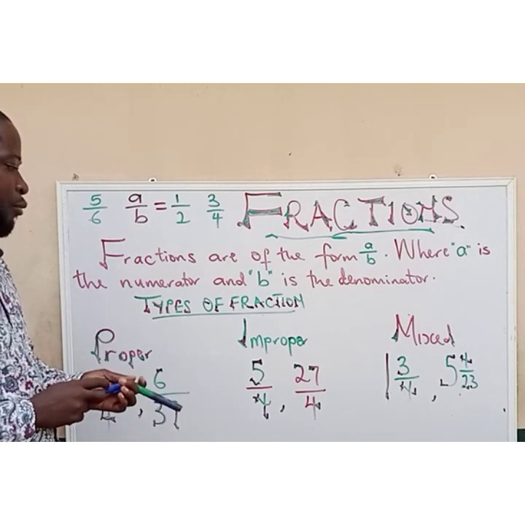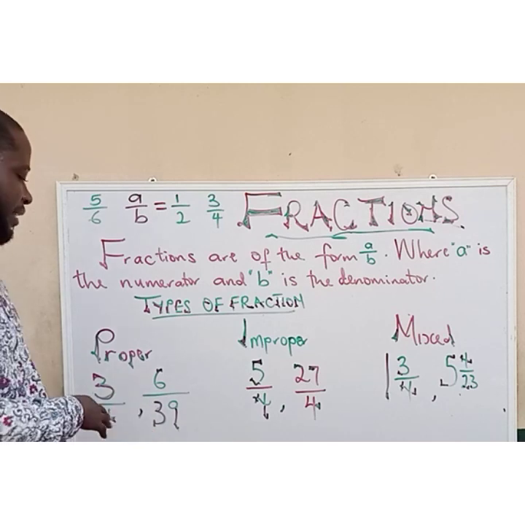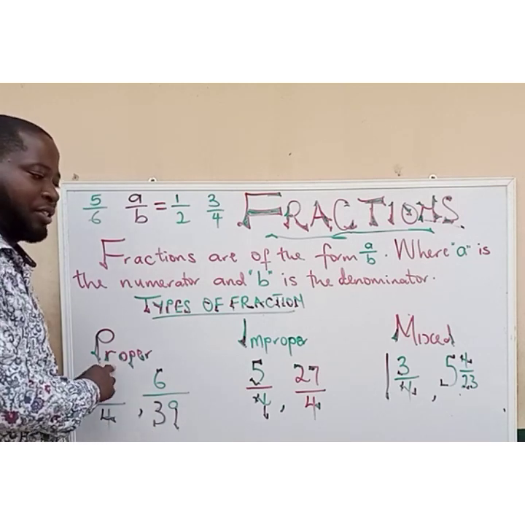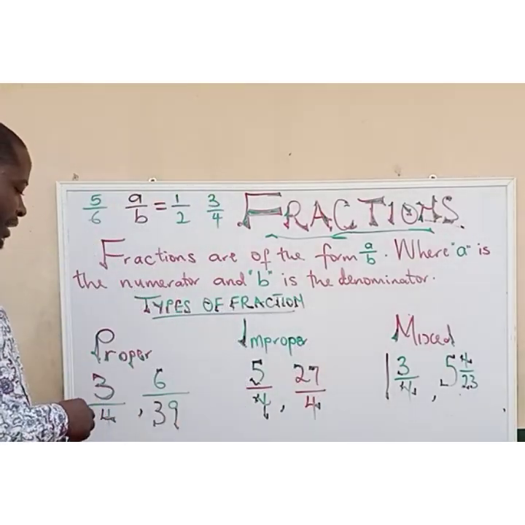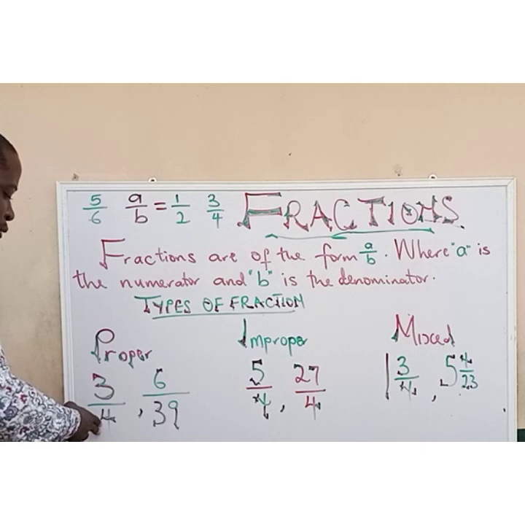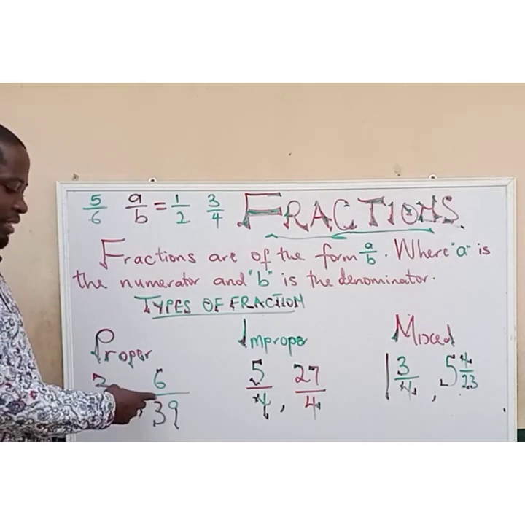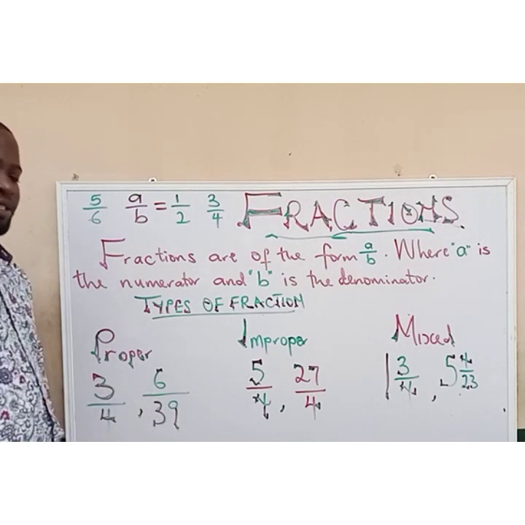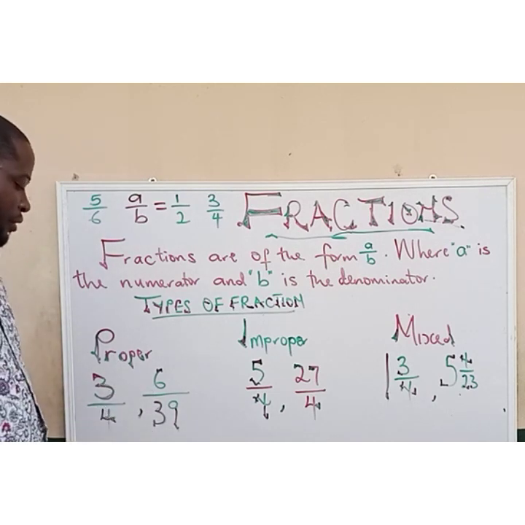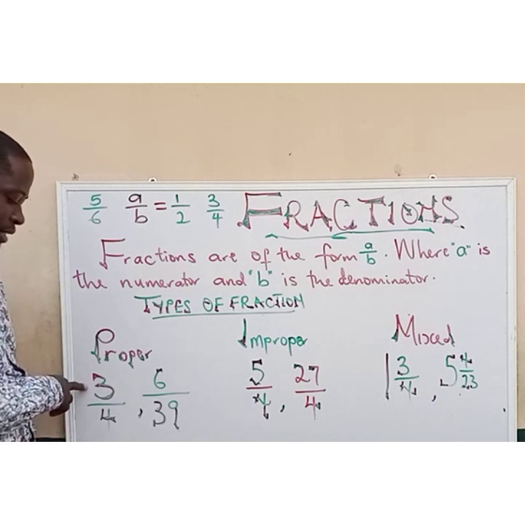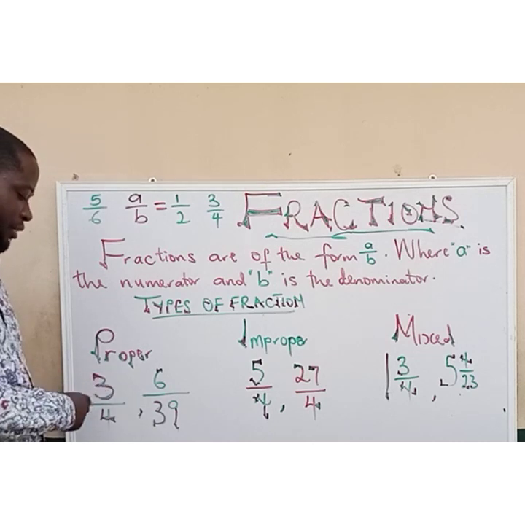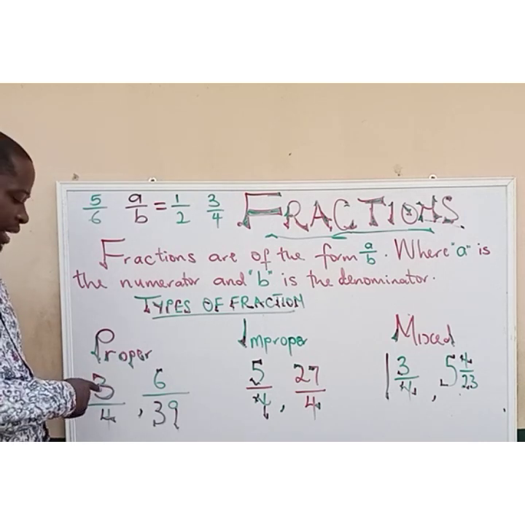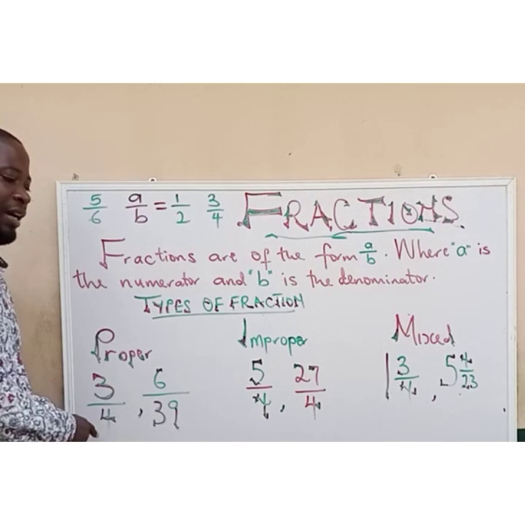Now, types of fractions. There are three types of fractions. We have the proper fraction, the improper fraction, and the mixed number fraction. These are good examples of proper fractions: 3 all over 4, and the next one is 6 all over 39. You notice that the numerator is smaller while the denominator is bigger. So in proper fractions, the numerator is smaller and the denominator is bigger.